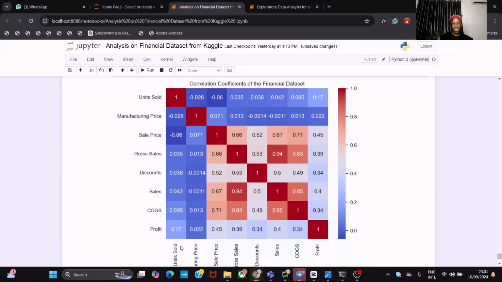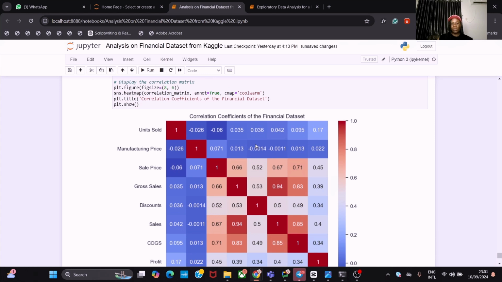Oh, so here it is. All right. So one thing you need to understand about a heat map is that it is used to quantify the relationship between two or more numerical variables. Okay, so that is what you need to understand. A heat map is used to quantify the relationship between numerical columns.